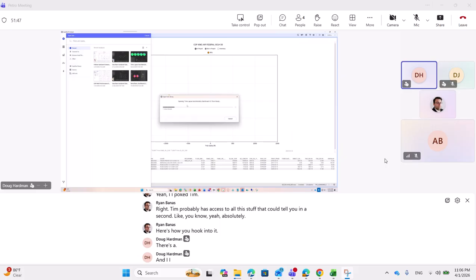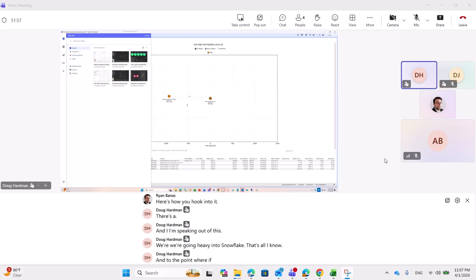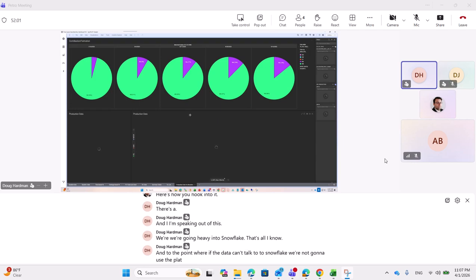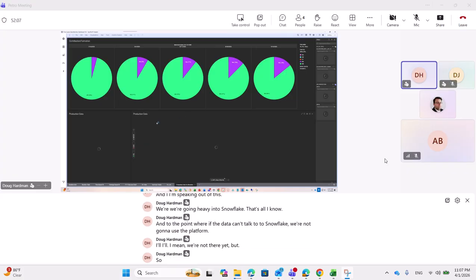I'm speaking out of turn here, but we're going heavy into Snowflake. That's all I know, to the point where if the data can't talk to Snowflake, we're not going to use the platform. We're not there yet, but anyway.